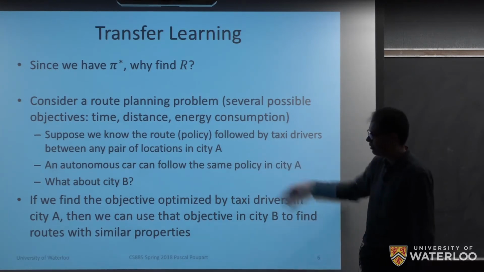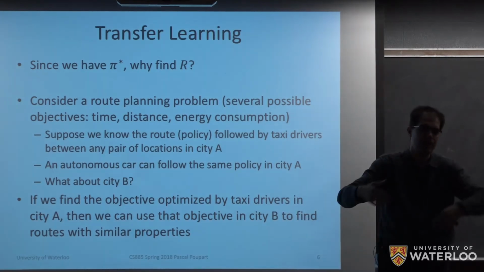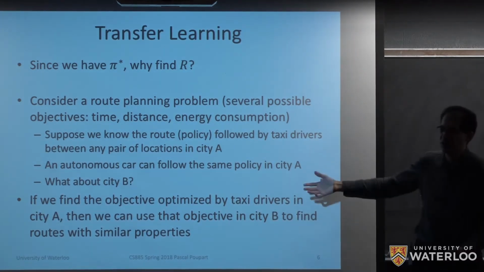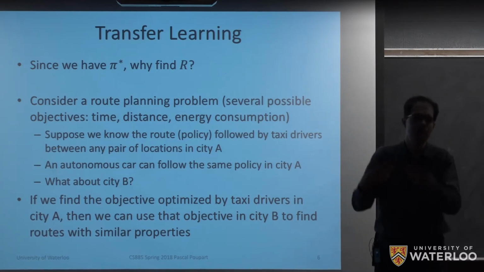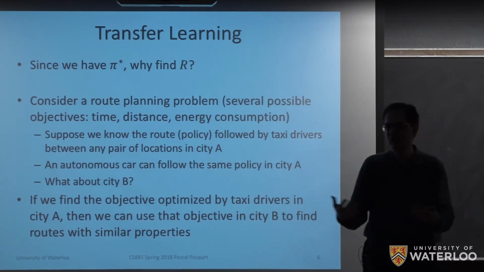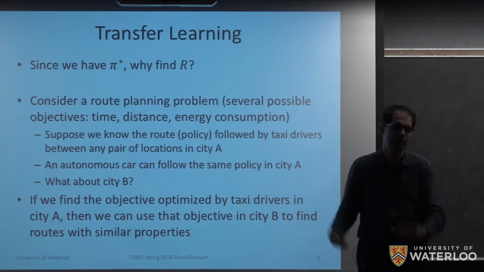and this is an example of transfer learning where you would like to be able to transfer the policy. But I guess we're not going to transfer the policy directly, but instead we're going to transfer the reward function, because the reward function essentially captures the essence of how we optimize our routes.